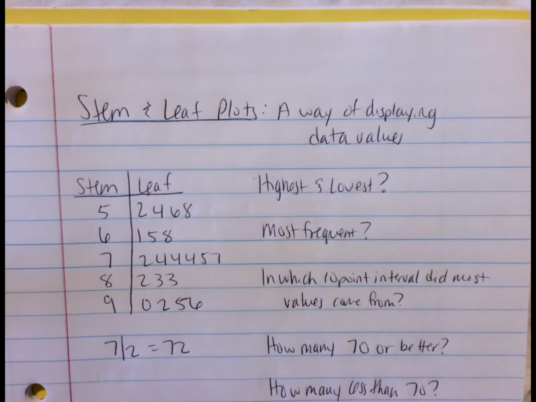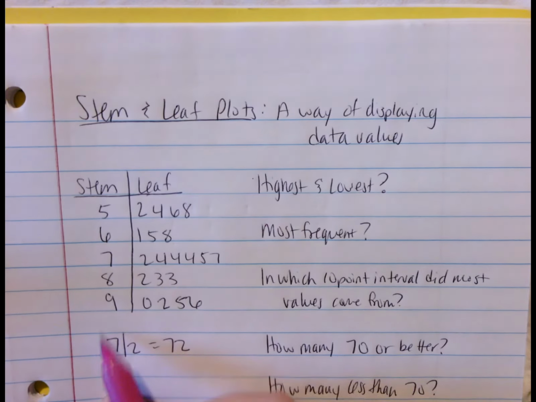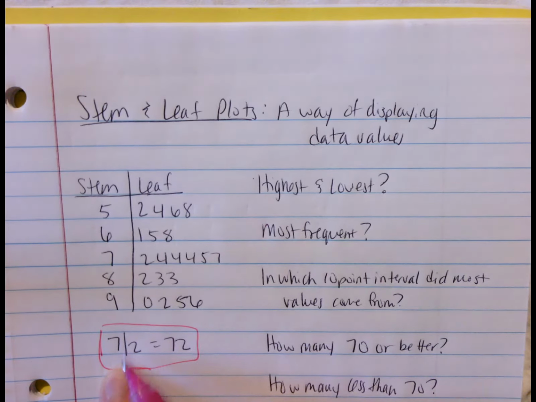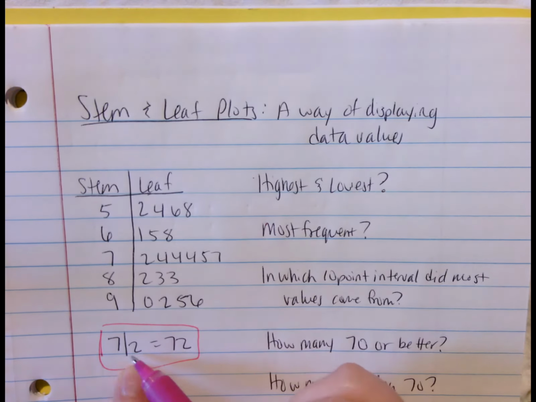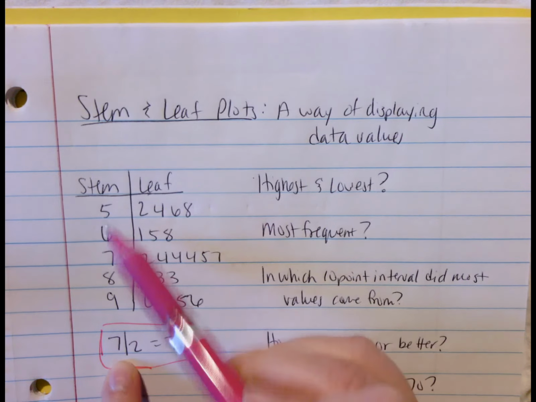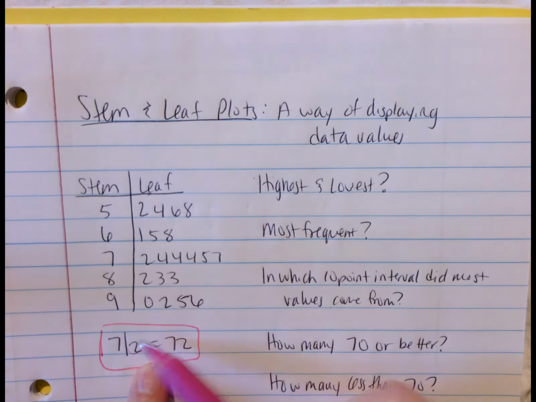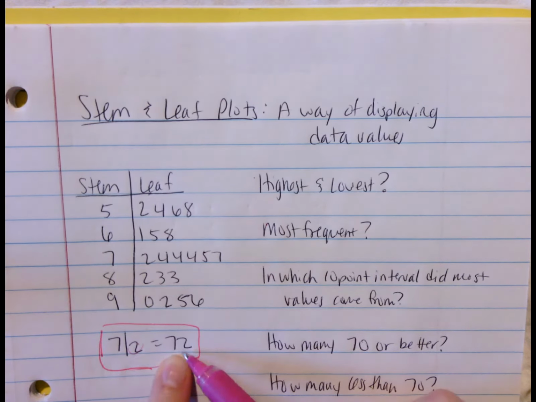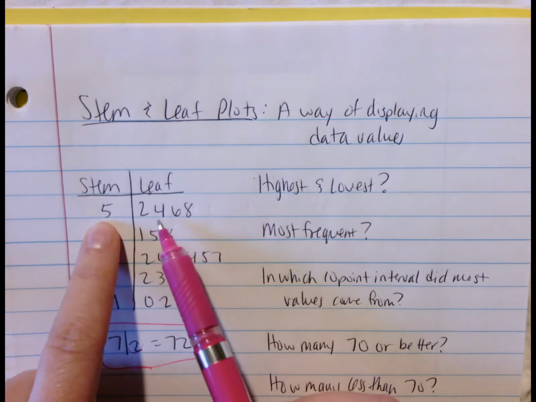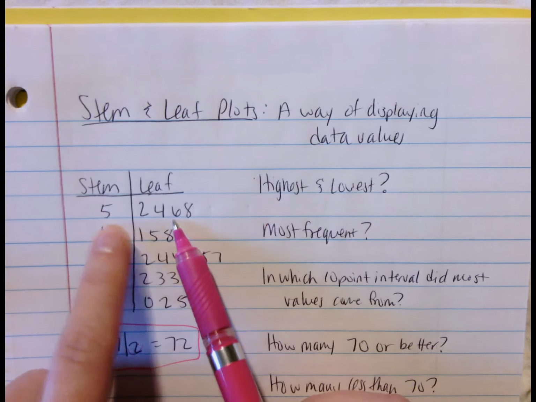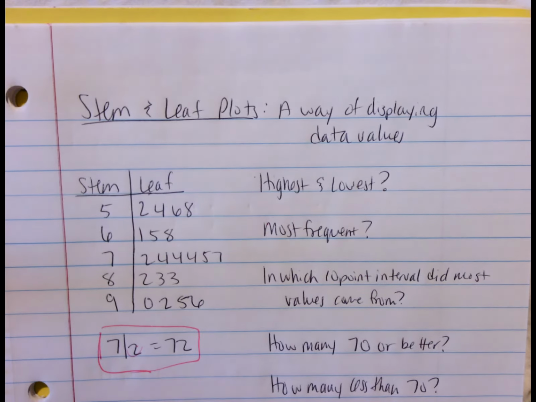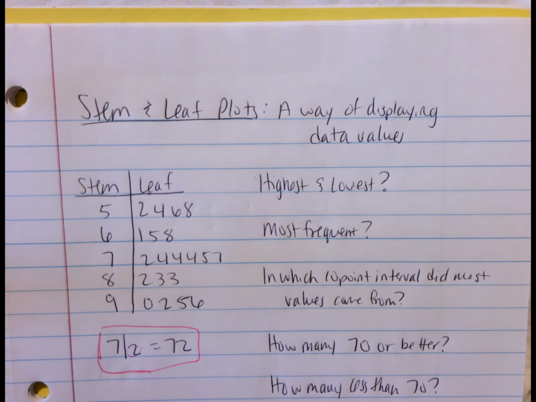So this is how we read a stem and leaf, and it will usually give you a key. Here is our key for this. 7, and then the splitting line here, this is the stem, and then the leaf. In this case, this is our 10's value, this is our 1's value, and when you put it together, you get a 72. So here we had 5 and 2 is 52, 5 and 4 would be 54, 5 and 6 would be 56, 5 and 8 would be 58. Those would be the numbers that are represented in this plot, okay?